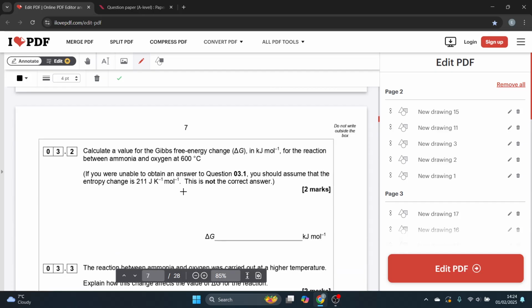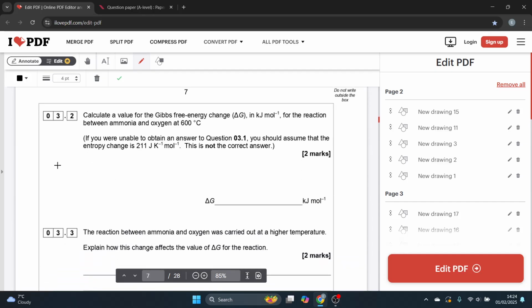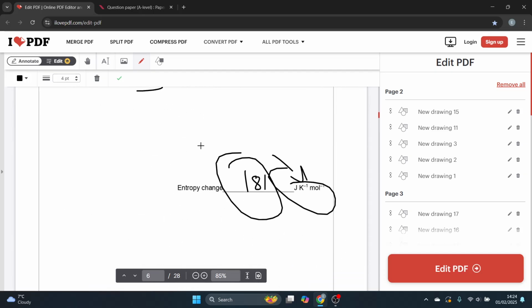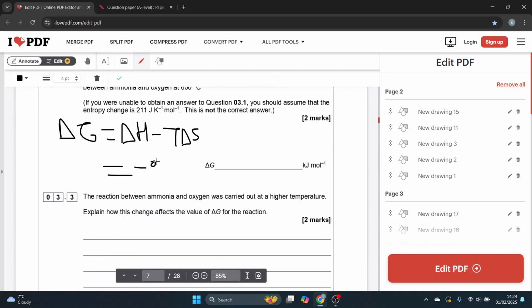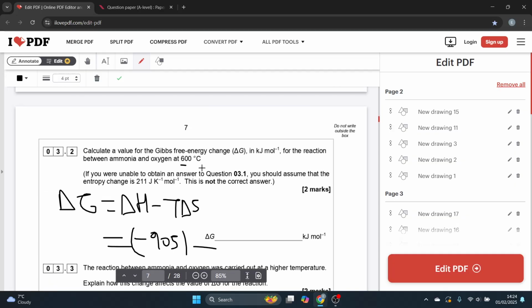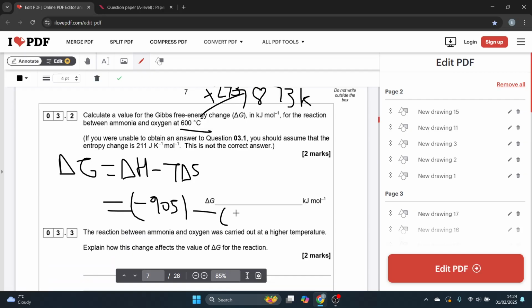Calculate the value for the Gibbs free energy change for the reaction at 600 degrees Celsius. Now delta G is delta H minus T delta S. And I know delta H in the question is minus 905 kilojoules per mole. Minus 905, minus the temperature. Well, I need it in Kelvin, so 600 degrees Celsius is not important to me. The value in Kelvin is 600 plus 273, 873 Kelvin, minus 873 times delta S.